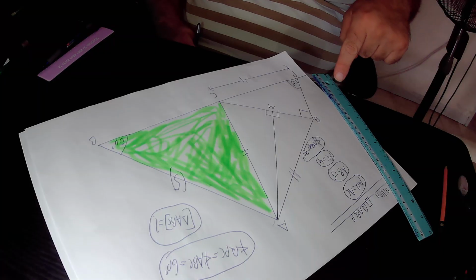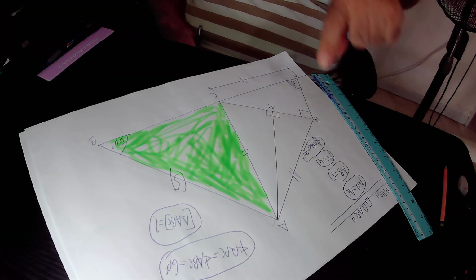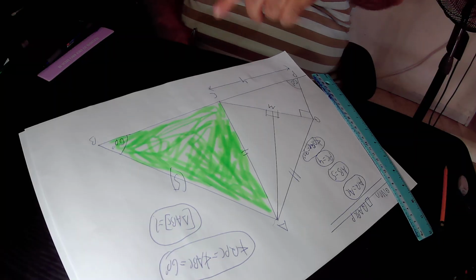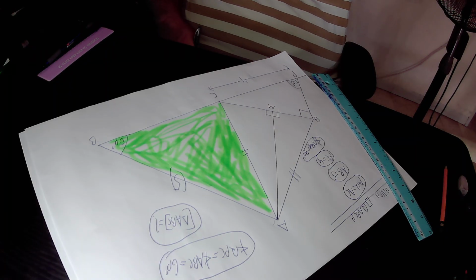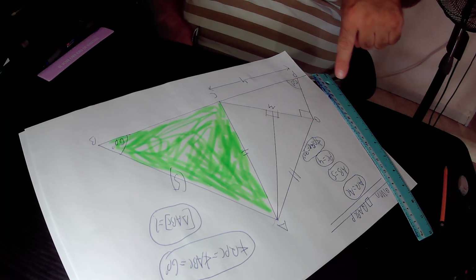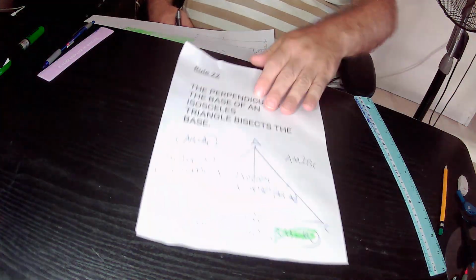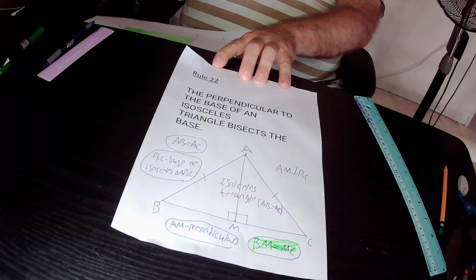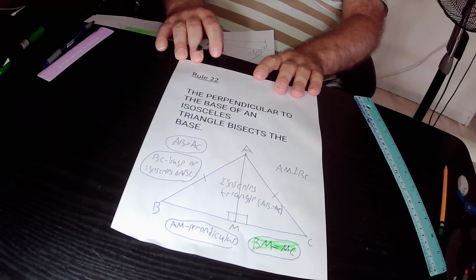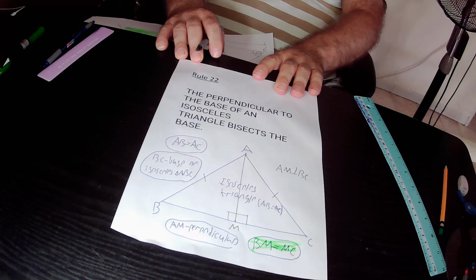Triangle QAC is an isosceles triangle because AQ equals AC. QC is the base of this isosceles triangle, triangle AQC. And we go perpendicular AM to the base QC. So here we can implement rule 22. I'll repeat quickly on rule 22. According to rule 22, the perpendicular to the base of an isosceles triangle bisects the base.